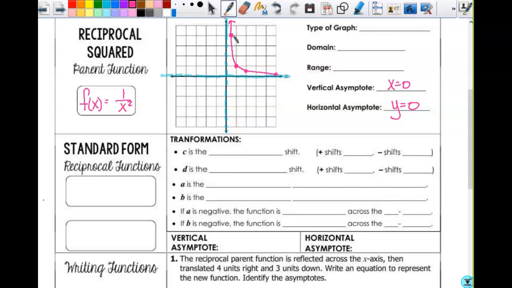Okay. So then I need to see what happens on the left side of the y-axis. If I substitute in a -1, when I square it, that's going to end me up at +1.